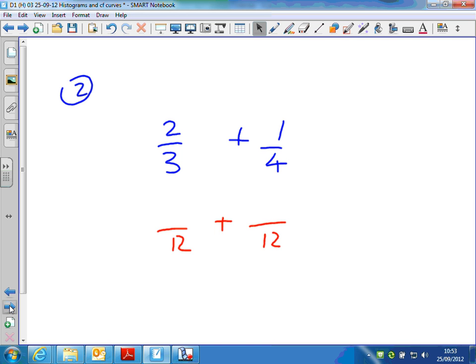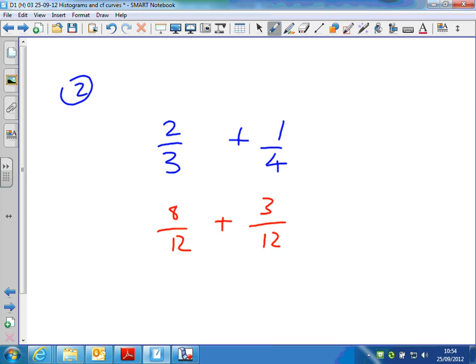So now I ask myself the question, I've got to turn thirds into 12ths, so I've got to times by 4. So what have I got to do to the top? Times by 4. 2 4s are 8. Same with this one. I've got to turn fourths into 12ths, so I times by 3. Do the same to the top. 3 1s are 3. So I end up with 8 12ths plus 3 12ths.